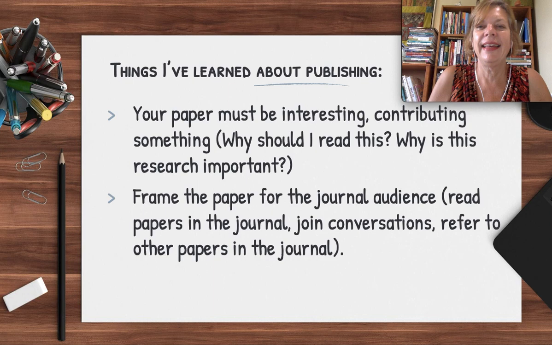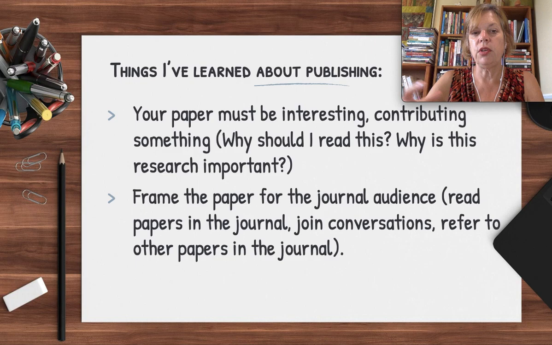One of the things that I would really focus on is to make your paper interesting. There must be something that you found interesting about this research, otherwise you wouldn't have done it. So you want to convey that interest, because your reader is asking, why should I read this and why is this research important? So you want to answer that question, why should I read this, in the introduction. And then frame the paper for the journal audience. And really the way to do that is to read papers in the journal. And if you can, join conversations that have been started earlier. So that means refer to other papers in the journal and include them in your literature review and your arguments.